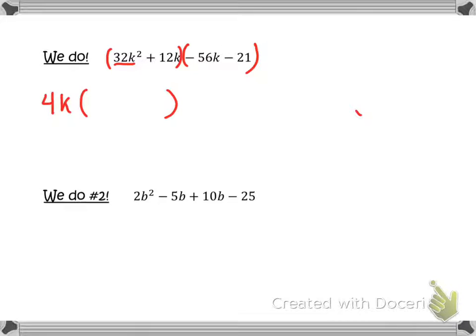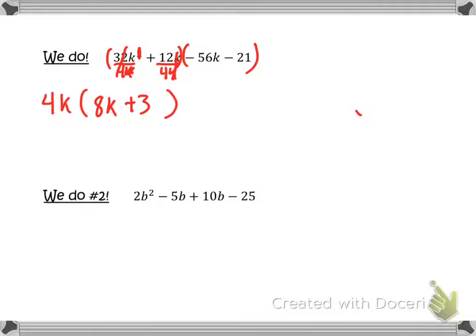So when I divide this by 4k, 32 divided by 4 gives me 8. K squared over k leaves me with just a k. 12k divided by 4k, the k's cancel out. 12 divided by 4 is plus 3.